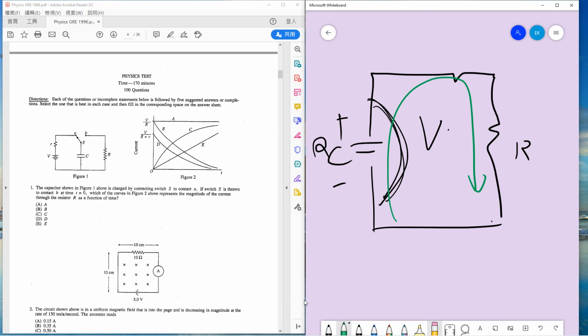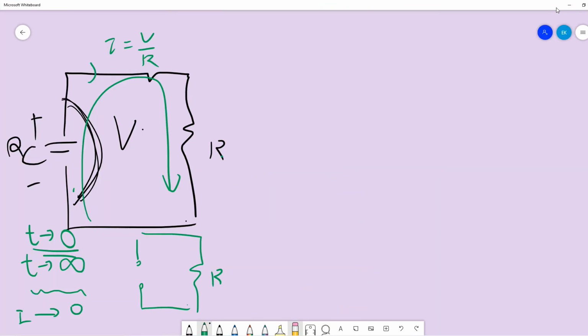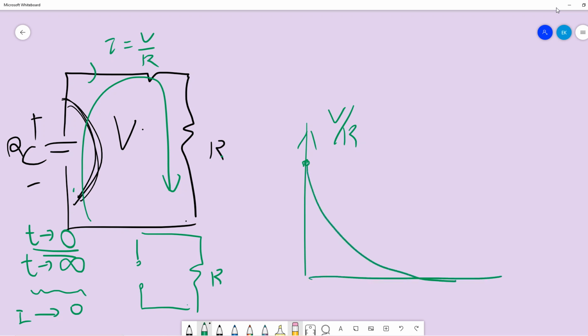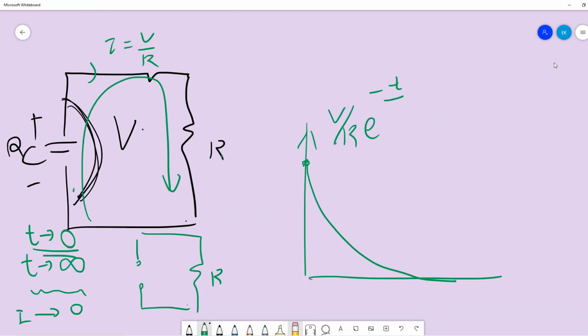Basically you have multiple ways to solve it, but I suggest that you remember that when t goes to infinity, the capacitance will be like open. So when t goes to infinity, the I should be 0, and at the beginning the current is just V over R. So we start from V over R and go to 0. So the answer is B. And it should be exponential.